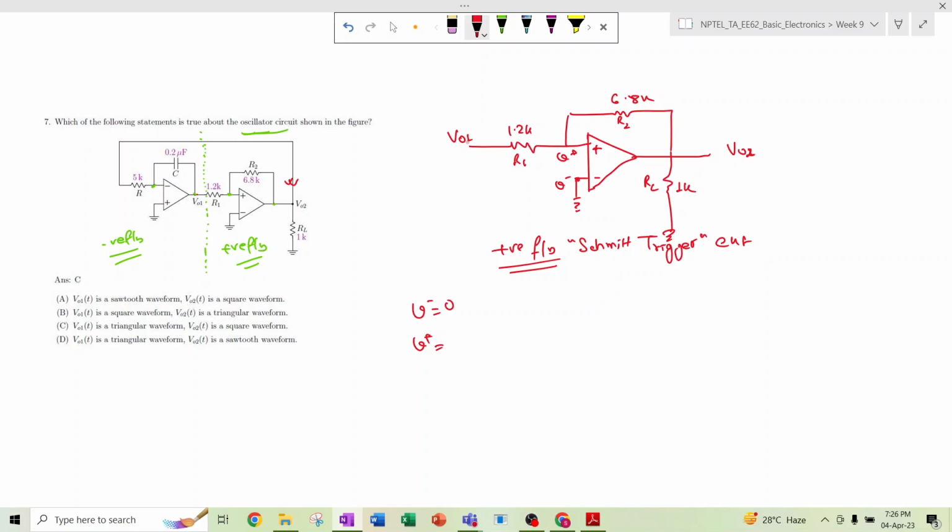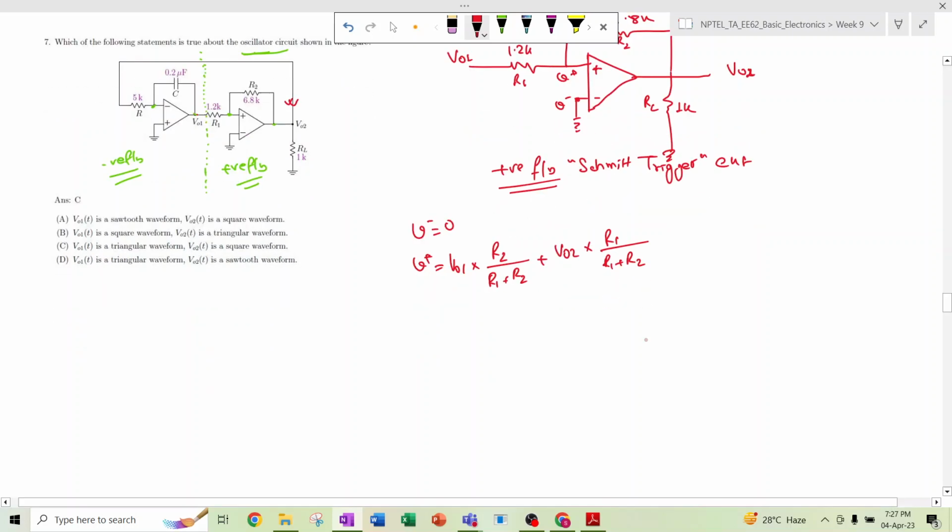theorem. At first we consider only VO1 to be active and VO2 is ground, so this V plus will be VO1 into R2 divided by R1 plus R2, right? And then plus, consider this VO2 to be active and VO1 to be grounded, so plus VO2 into R1 divided by R1 plus R2.